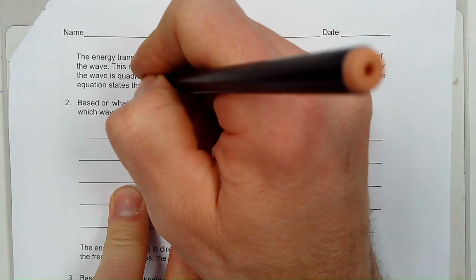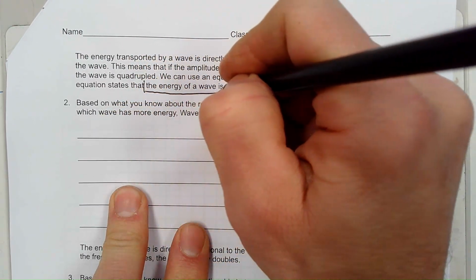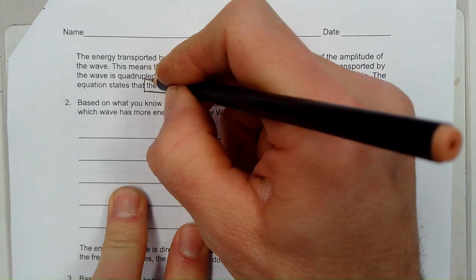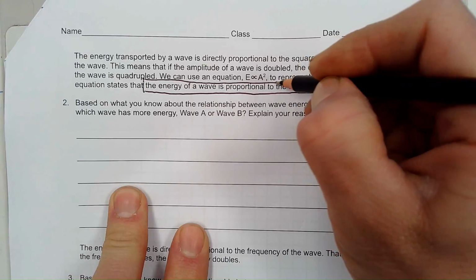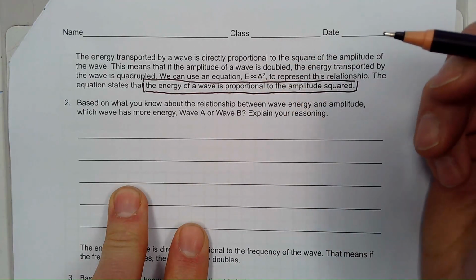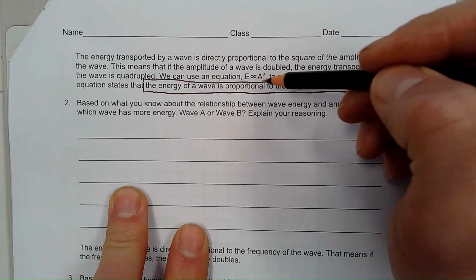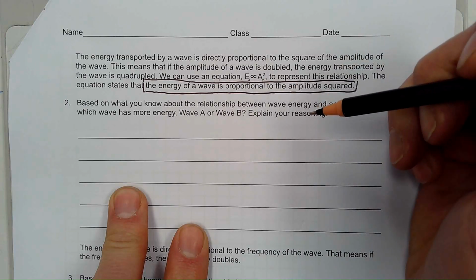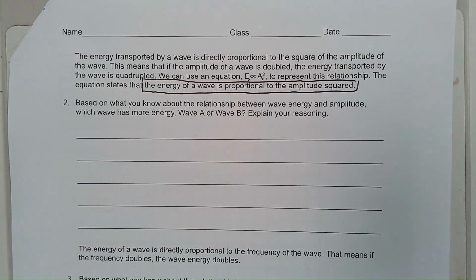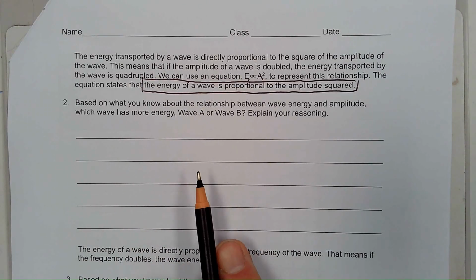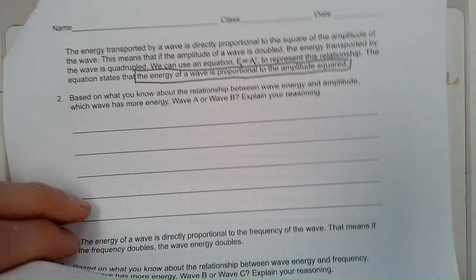or the thing that you need to know, is that the energy of a wave is proportional to the amplitude squared. And that's what that funny symbol means. It means proportional. So if we double the amplitude, we're going to quadruple the amount of energy. With that information, I want you to answer this. Which one has more energy, wave A or wave B?